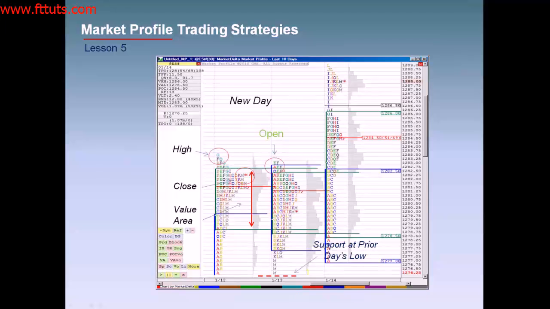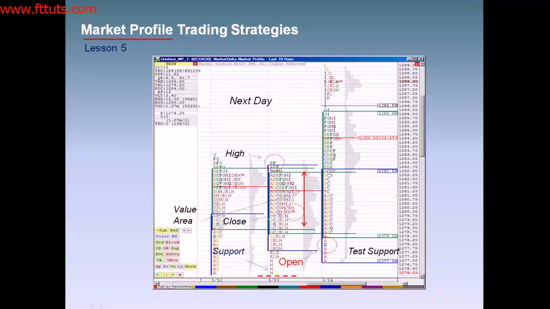Now, at the end of the day, on this day, we had support at the day's low, meaning the day did not go any lower than this point. So now, the following day, the key question that we're going to look at when it opens is, where is price relative to this support level?